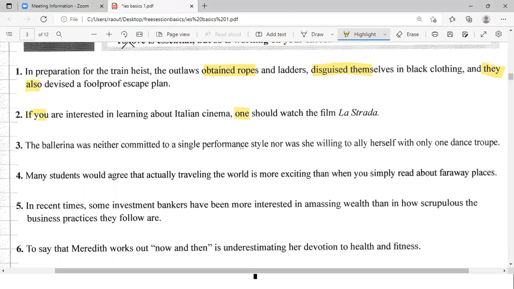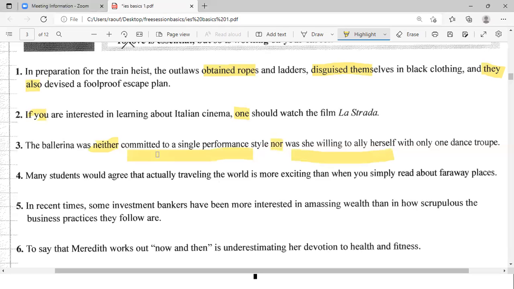Okay, number 3. The ballerina was neither committed to a single performance style, nor was she willing to ally herself with only one dance troupe. We remove "was she", right? Okay, I want you to be careful. You have "neither" and "nor", so make sure this is parallel. Remove "was". Yeah. Okay. That's what I said.